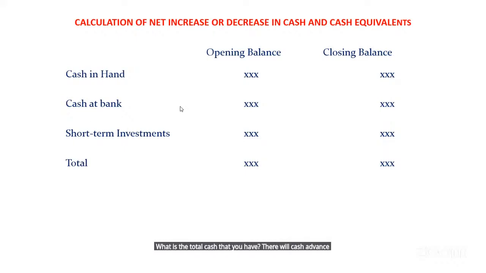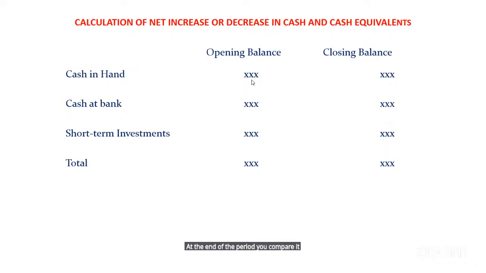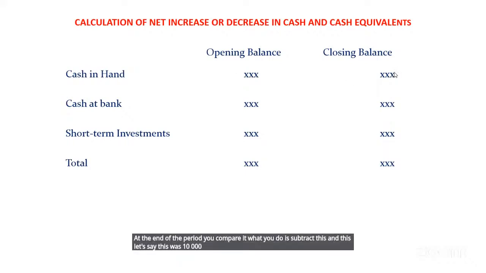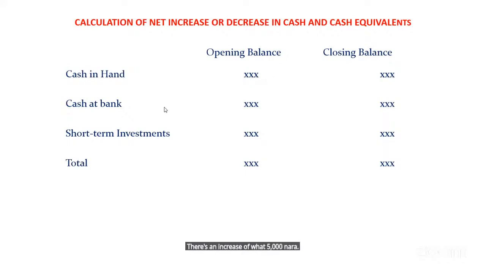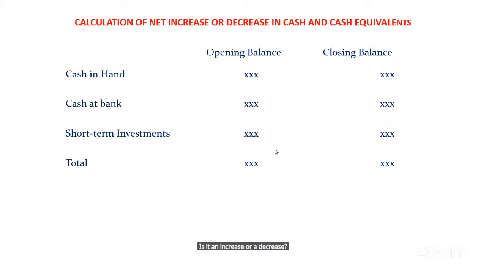How much do you have at the beginning of the period, and how much do you have at the end of the period? You compare it. What you do is subtract this and this. Let's say this was 10,000 and this is 15,000. Of course, there's an increase of 5,000 naira. Let's say cash at bank, you had 15,000 naira, and then closing balance, you have 5,000 naira. There's a decrease. Short-term investment, what is the opening balance? What is the closing balance? The difference, is it an increase or a decrease? Then the total.